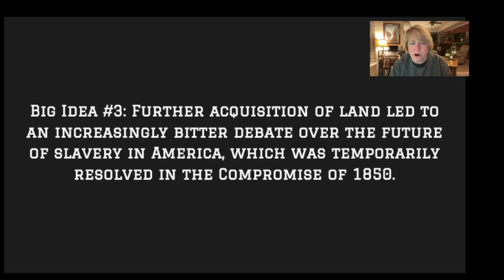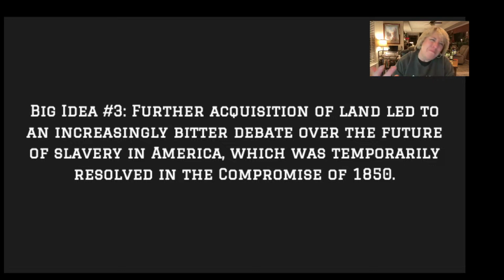The third key part of the compromise is that the slave trade is going to be brought to an end in Washington, D.C. That's just not good optics when all these foreign dignitaries come in and we're actually having slave auctions in the capital of the United States. So the slave trade, the buying and the selling of slaves, is going to come to an end in our nation's capital, in Washington, D.C.